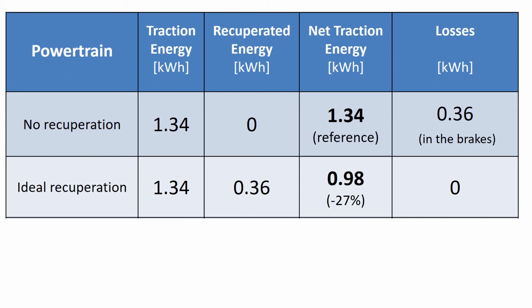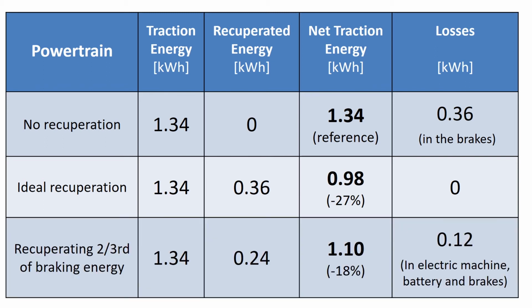So, with a powertrain capable of complete and lossless recuperation, the 1.34 kilowatt-hours required to drive the NEDC cycle is reduced down to 0.98 kilowatt-hours, a reduction by 27%. The 0.98 kilowatt-hour net energy consumption is the theoretical limit for how low the net traction energy can be for this vehicle in the NEDC cycle.